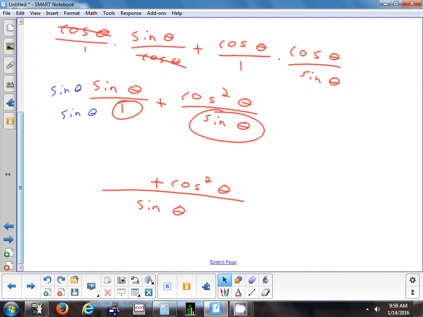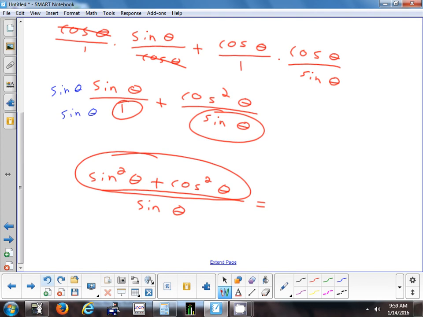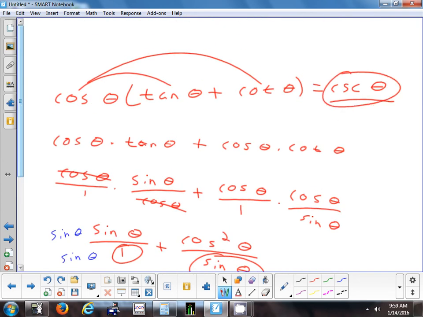So now in the top I get sine times sine, which is going to be sine squared. And then in the bottom I have sine times 1, that's my common denominator. Now this we have to recognize as something special. That's a trig identity. Sine squared plus cosine squared is equal to 1. And now my last step, this is a reciprocal identity. If you take sine and flip it, you get cosecant, and that's exactly what they said we should get.